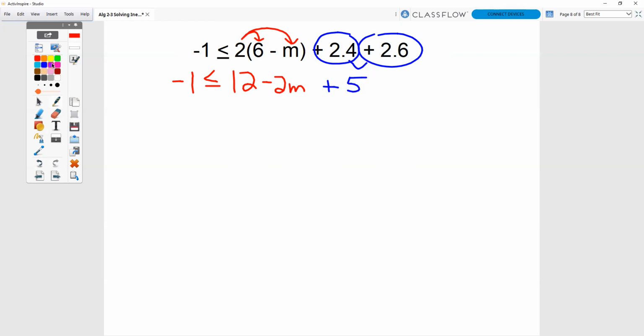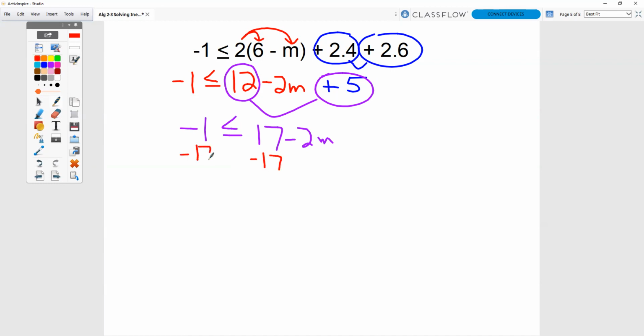Now I can see I still got to simplify. I have a plain number on this side, a plain number on this side. I can add together these two like terms to be a 17, bring down everything else that I didn't use yet. Now it's just a two-step equation. So I'm going to try and get this negative 2m all by itself, minus 17, minus 17. So I have negative 18 is less than or equal to negative 2m. Divide by negative 2, divide by negative 2.